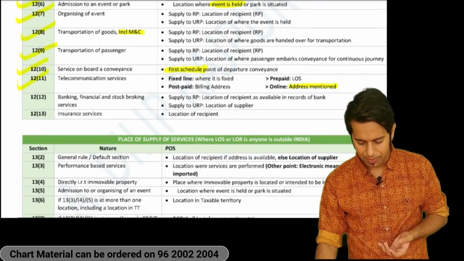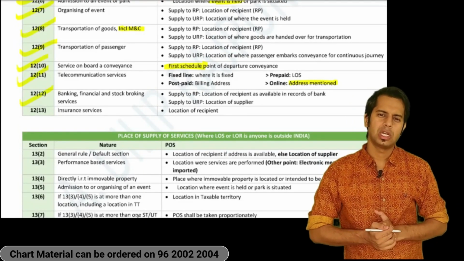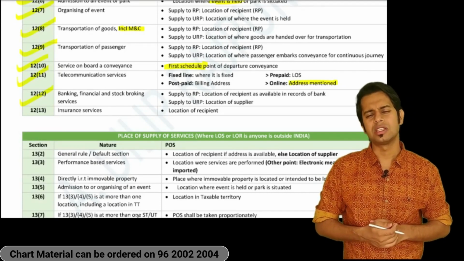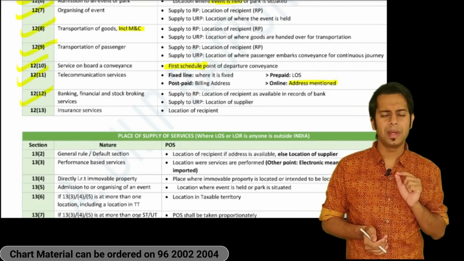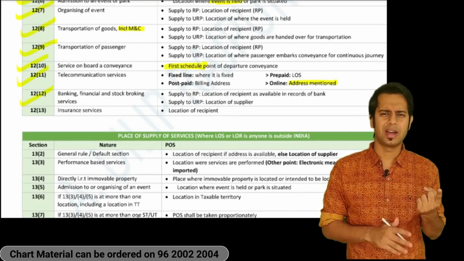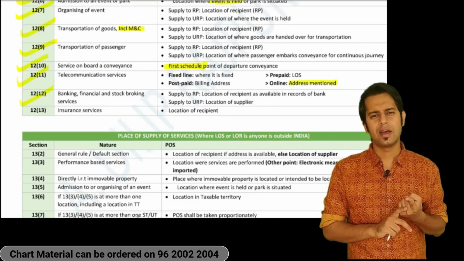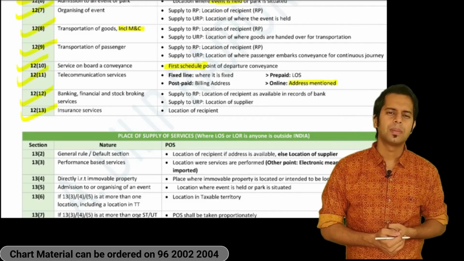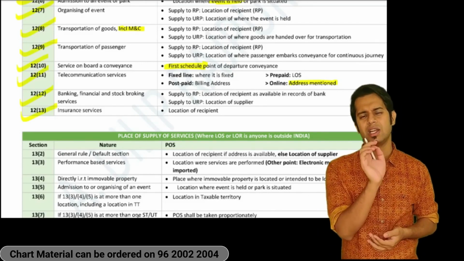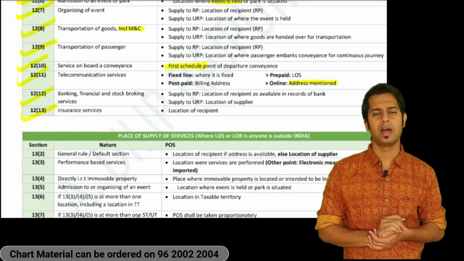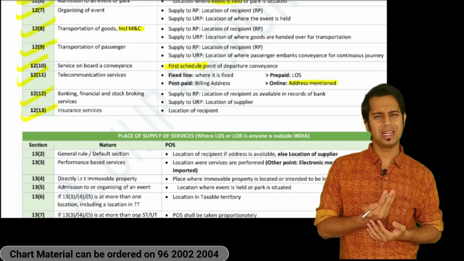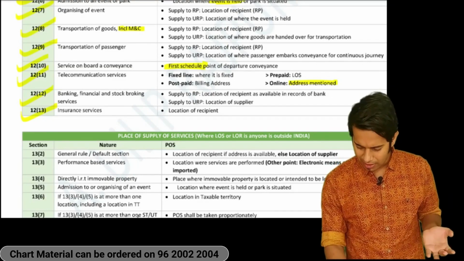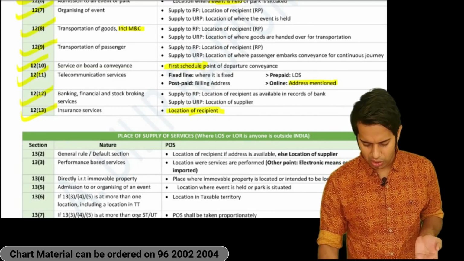So the address mentioned. Then Section 12, subsection 12, in case of banking and financial institution services, including stockbroking services, what is the place of supply, sir? Normally they will have our address, so that address. Sir, what if they do not have the address? In such cases, the location of the supplier. In case of insurance services, the place of supply will be the location of the recipient, because obviously the insurance company will have our addresses. So whatever address is given to them, that is the location of the recipient.